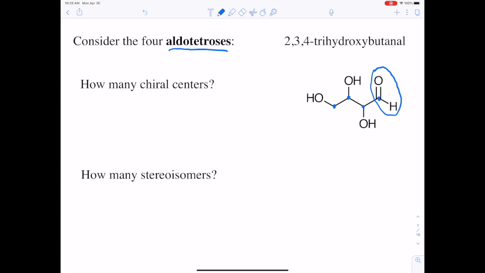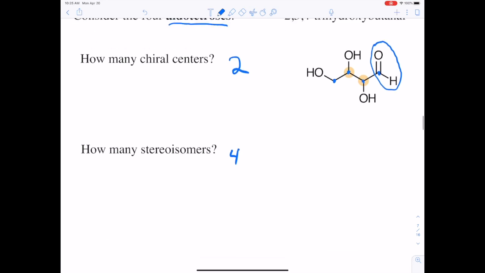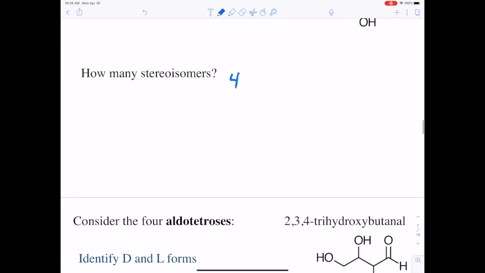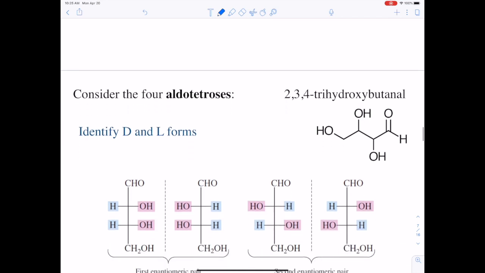Now, how many chiral centers does this have? It's 1, 2. Now, how many stereoisomers does it have? It actually has 4. The maximum it could have is 4, and there's no internal plane of symmetry to cancel out any and form a meso structure. So let's look at the Fischer projections of these 4 stereoisomers.